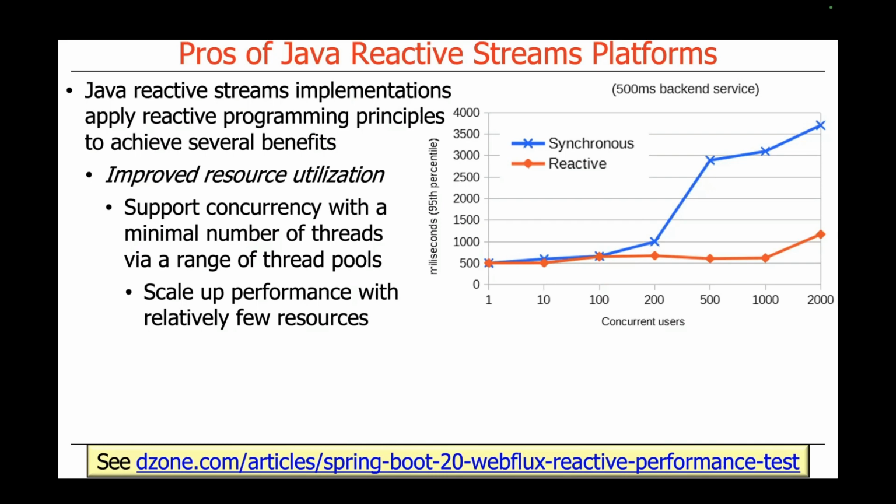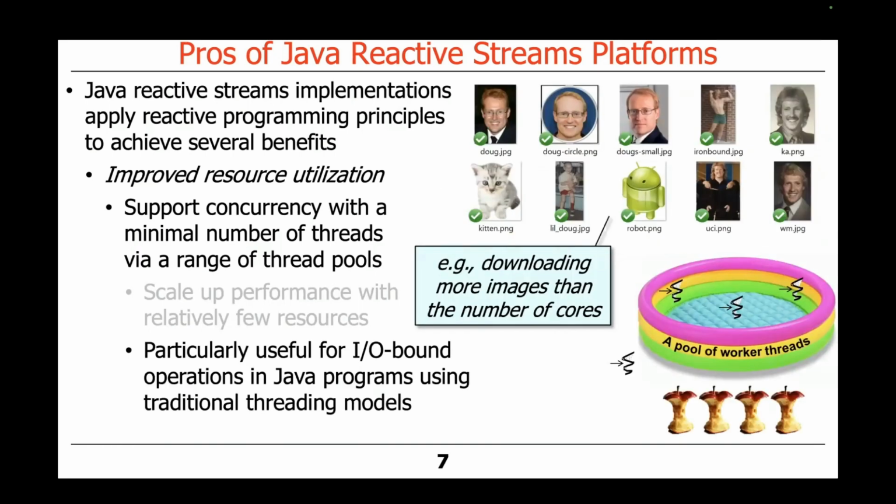So that was really what was driving people's decisions back in the day: better utilization of underlying computing resources, especially hardware, memory, and things like that. This is particularly useful for I/O-bound operations in Java programs that use traditional threading models. In other words, everything up until recently with very modern Java, when you can have virtual threads.